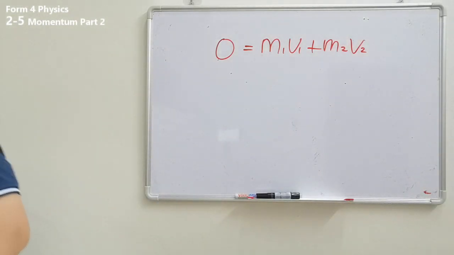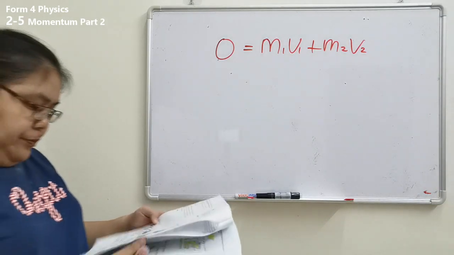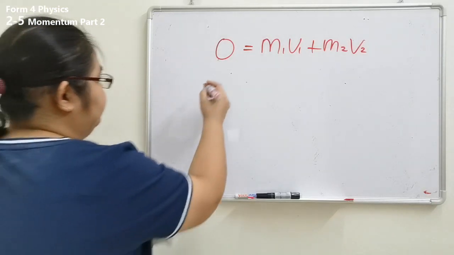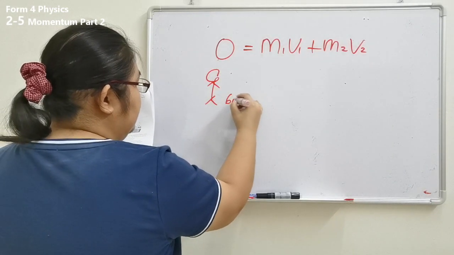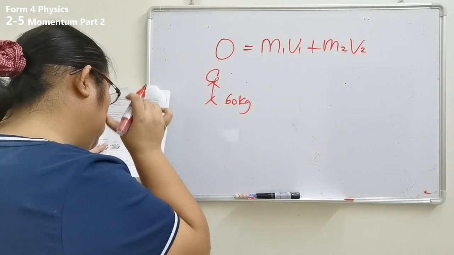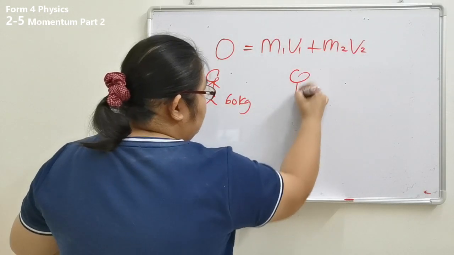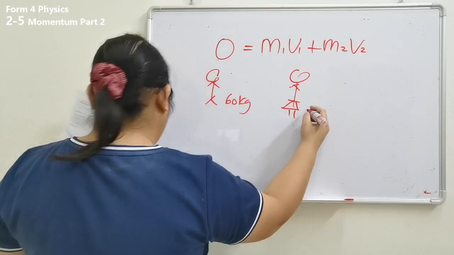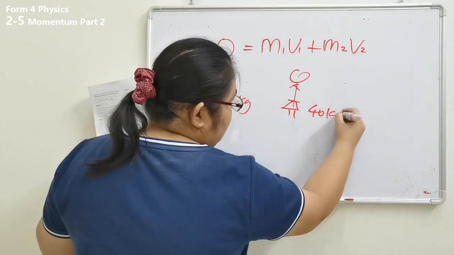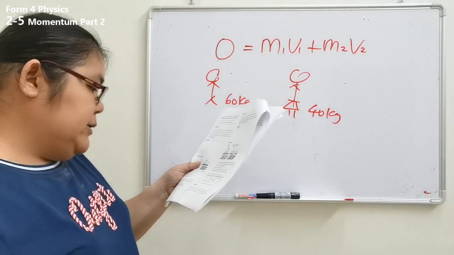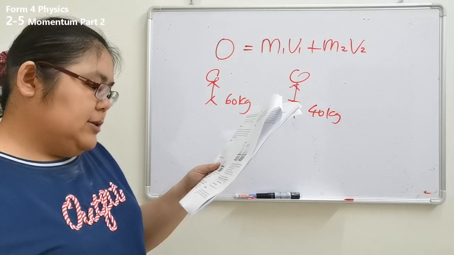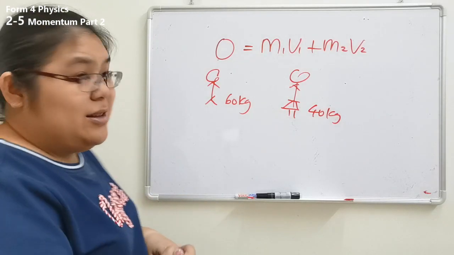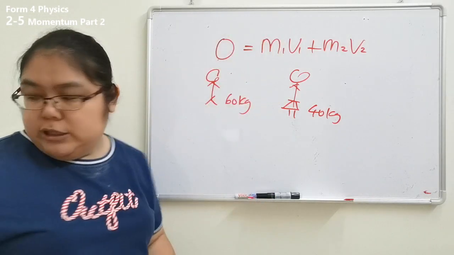Okay, let's see example 5. A boy, the mass is 60 kg. Now a girl, different, she wears a skirt. The girl is how many kg? 40. Now they are standing facing each other on the skating ring. The girl will push the boy. Sorry, when starting they stick together. After that they push each other.